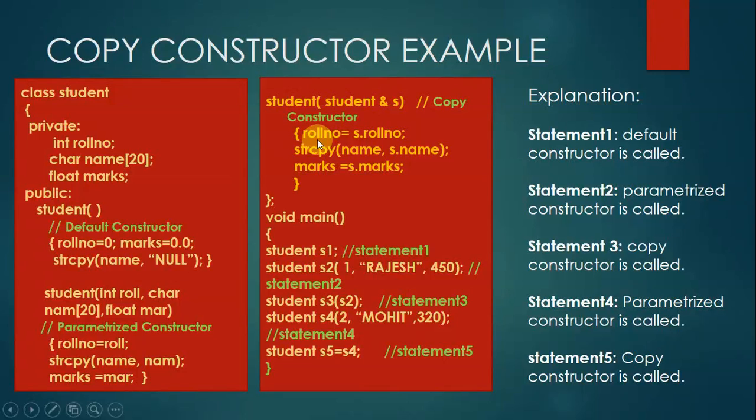And when I say roll number is equal to S dot roll number, the roll number of S2 will be copied to the roll number of S3. Now this roll number will refer to object S3 because this constructor function is being invoked for the object S3. Then when I say S dot name, the name is referring to the object S2, and this name refers to the object S3. When I say S dot marks, marks will refer to the object S2, and this marks will refer to object S3.